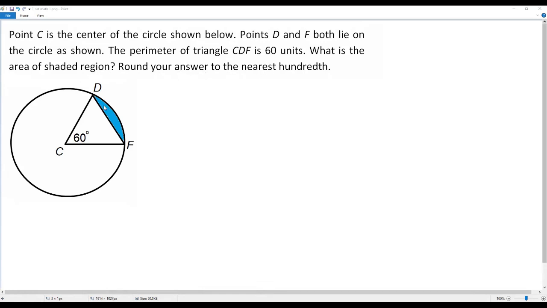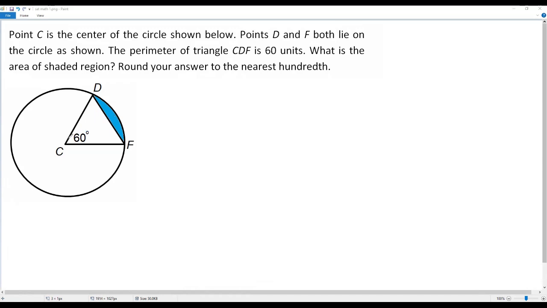Okay, in the given figure, we have to get the area of the shaded region. To get the area of the shaded region, first we have to get the area of the sector. From the area of the sector, we have to subtract the area of the triangle CDF. Okay, first let's get the area of the triangle CDF.